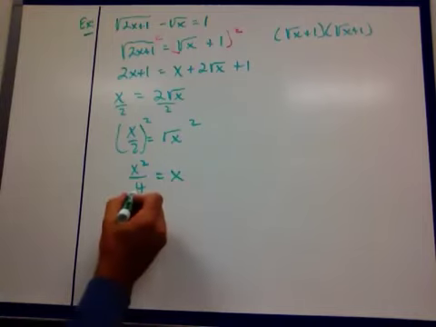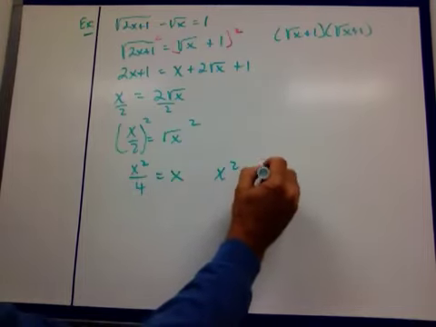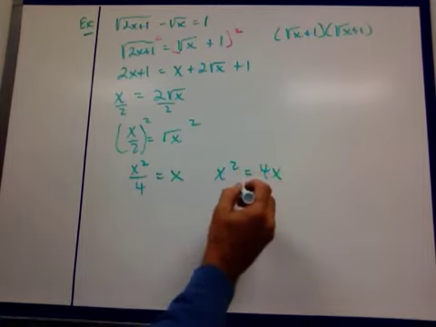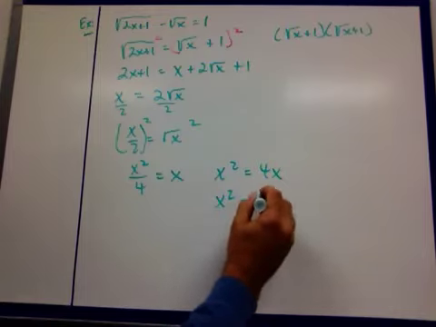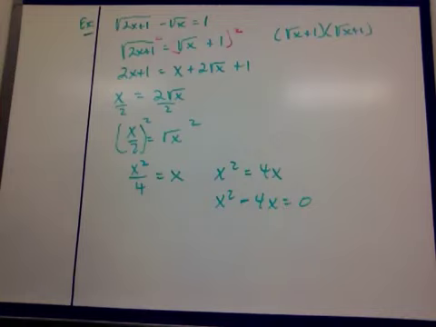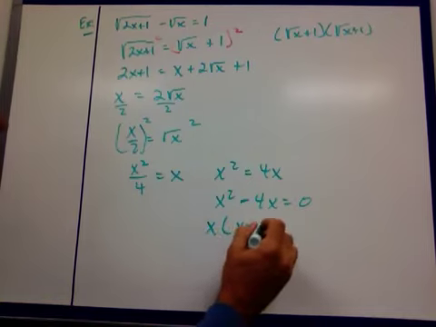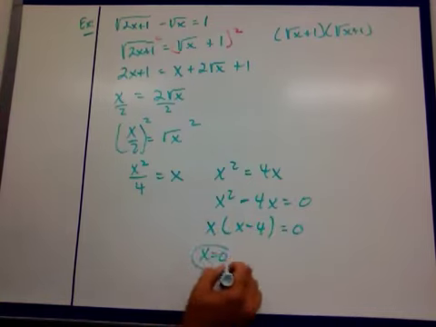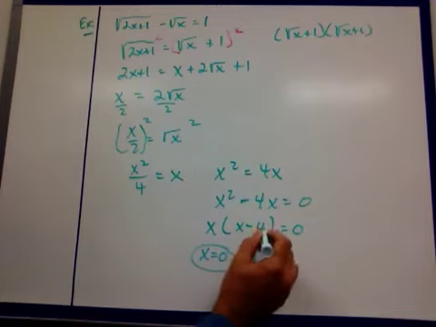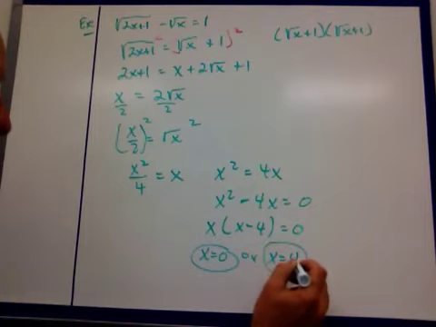Yep, you guessed it. I'm going to multiply that 4 up here. So I'm going to get x squared equals 4x. Subtract that over. And I'm going to do the same thing I would do in quadratics. It's not a trinomial, but it does have a greatest common factor. Set them both equal to 0, so x is 0. Or x minus 4 is 0, add it over, x is equal to 4.